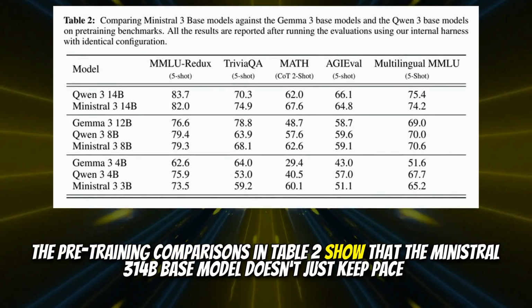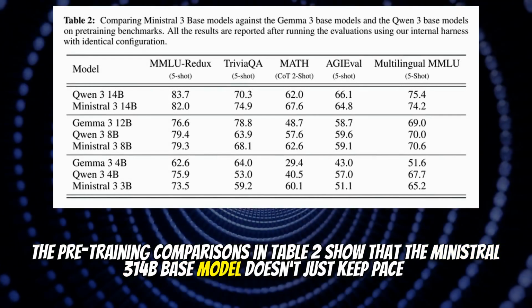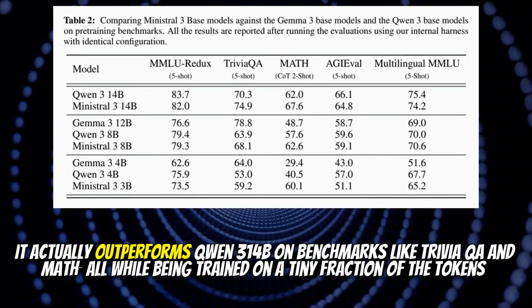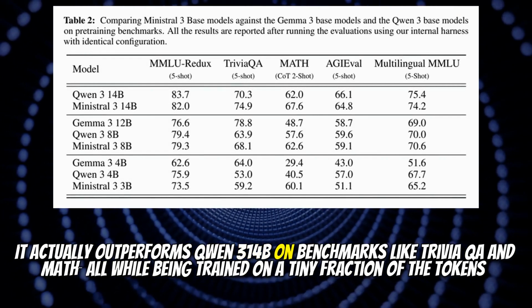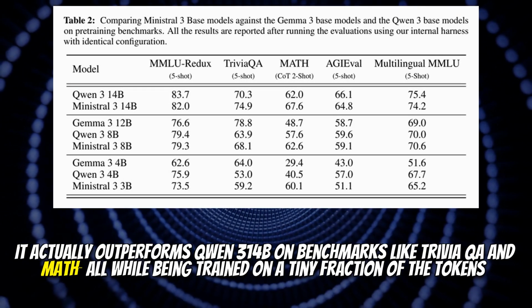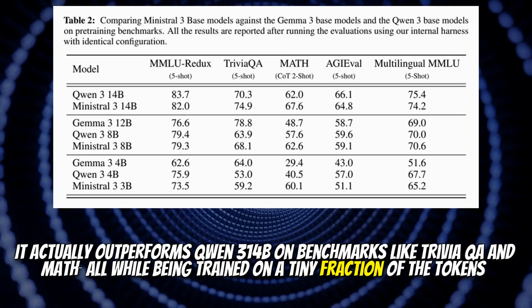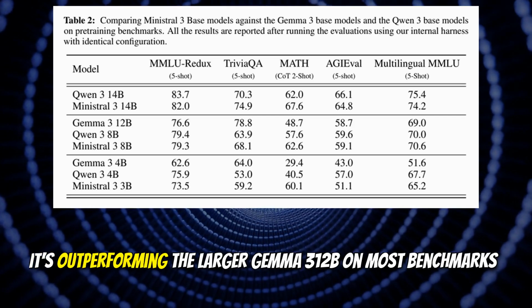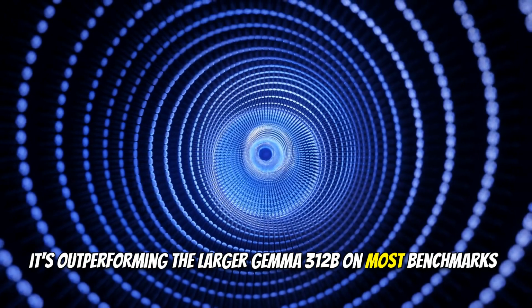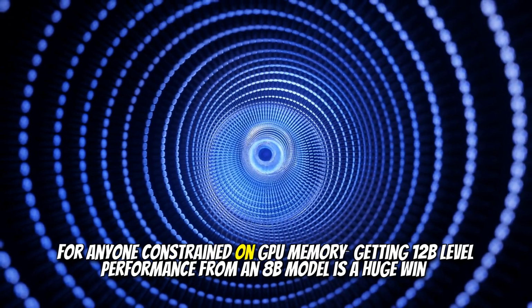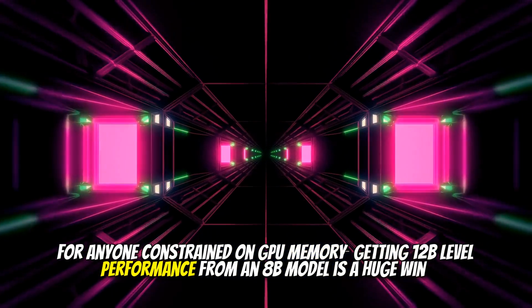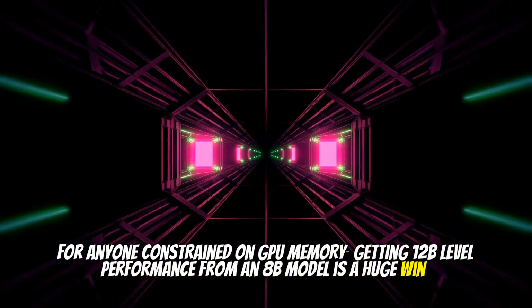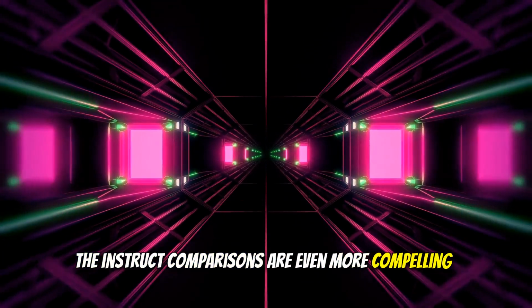Okay, let's look at the numbers. Did all this effort pay off? Absolutely. The pre-training comparisons in Table 2 show that the Ministral 3 14B base model doesn't just keep pace, it actually outperforms Qwen 3 14B on benchmarks like TriviaQA and Math, all while being trained on a tiny fraction of the tokens. And for parameter efficiency, the 8B model is the real star here. It's outperforming the larger Gemma 3 12B on most benchmarks. For anyone constrained on GPU memory, getting 12B level performance from an 8B model is a huge win.